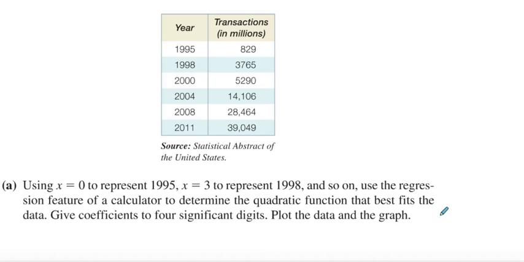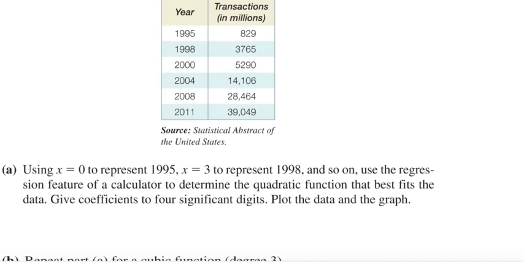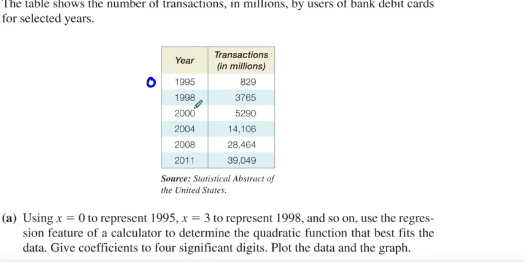First, you're going to need to make a table, and they helped us by saying our x value is going to start off at 0, and then 3. So x equals 0 is 1995, and x equals 3 is 1998, since 95 plus 3 is 98. What would 2000 be? That would be 5, because from 95 to 2000 is only 5 away. From 95 to 2004 is 9 spaces away, and then 13, and then 16.